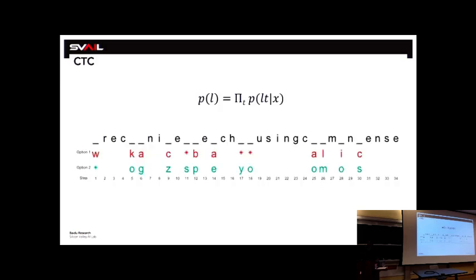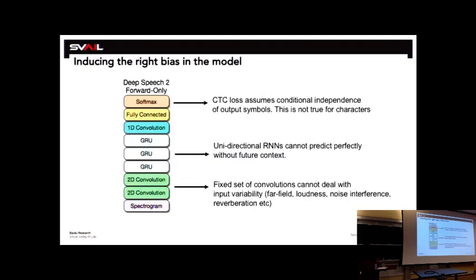CTC makes these modeling assumptions. We'll get into why this becomes a problem. We want to fix it. Okay. Unidirectional RNNs also make a modeling assumption. It's implicit that it assumes I don't need to listen to the future at all when I'm trying to predict what the person is saying right now.